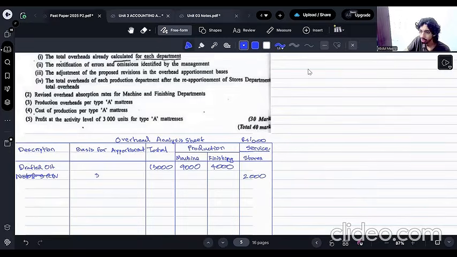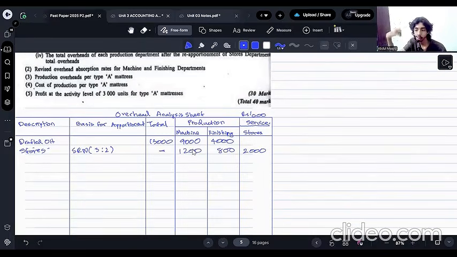Here you can say stores, based on stores requisition, note 3 is to 2. 3 is to 2 will be 2000 divided by 5 into 3200 and 800. So what did we simply do? We simply undid the reapportionment which we did earlier.